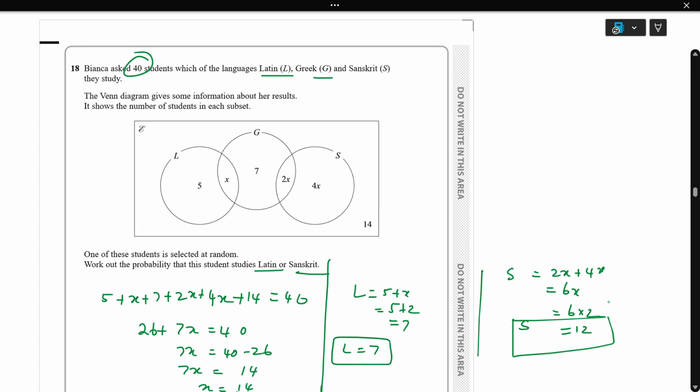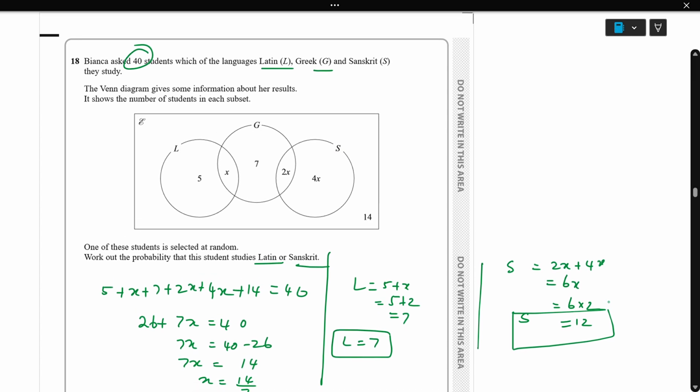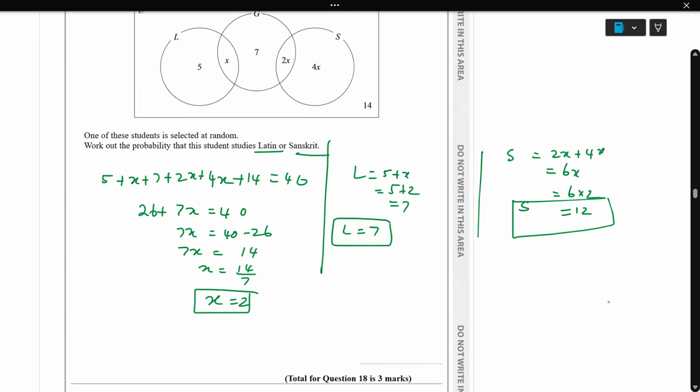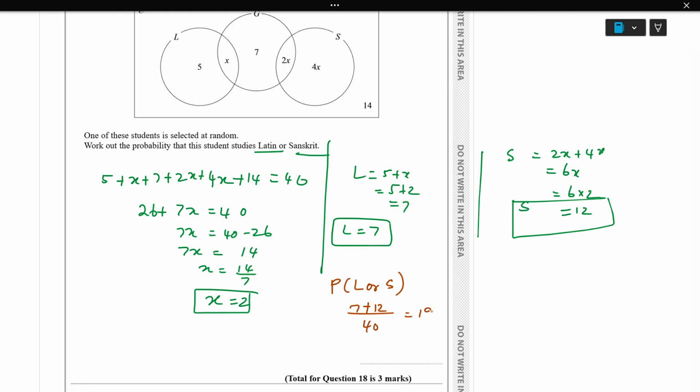Now, Latin or Sanskrit, so both together, which is 7 plus 12 over the total number of students, which is 40, so that is 19 over 40. So the answer is 19 over 40.